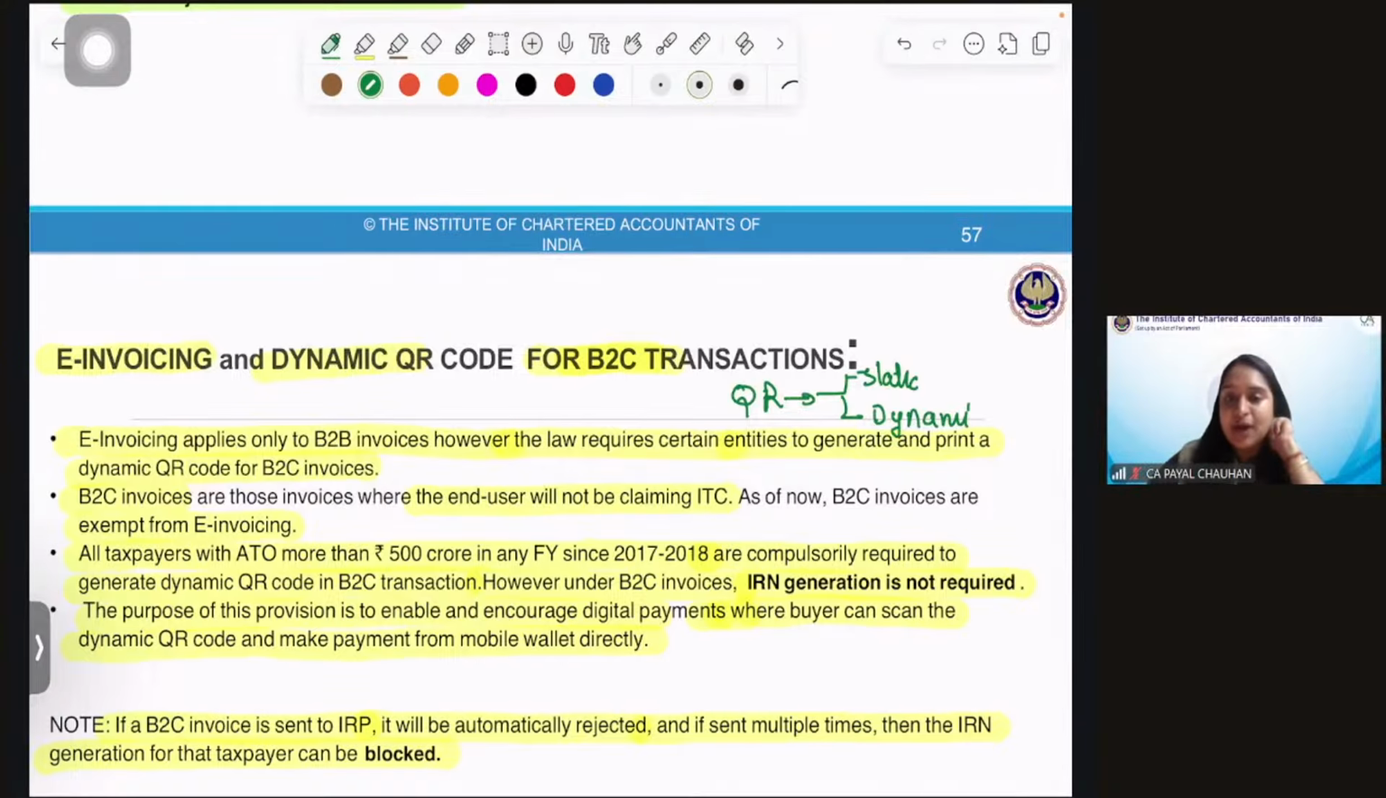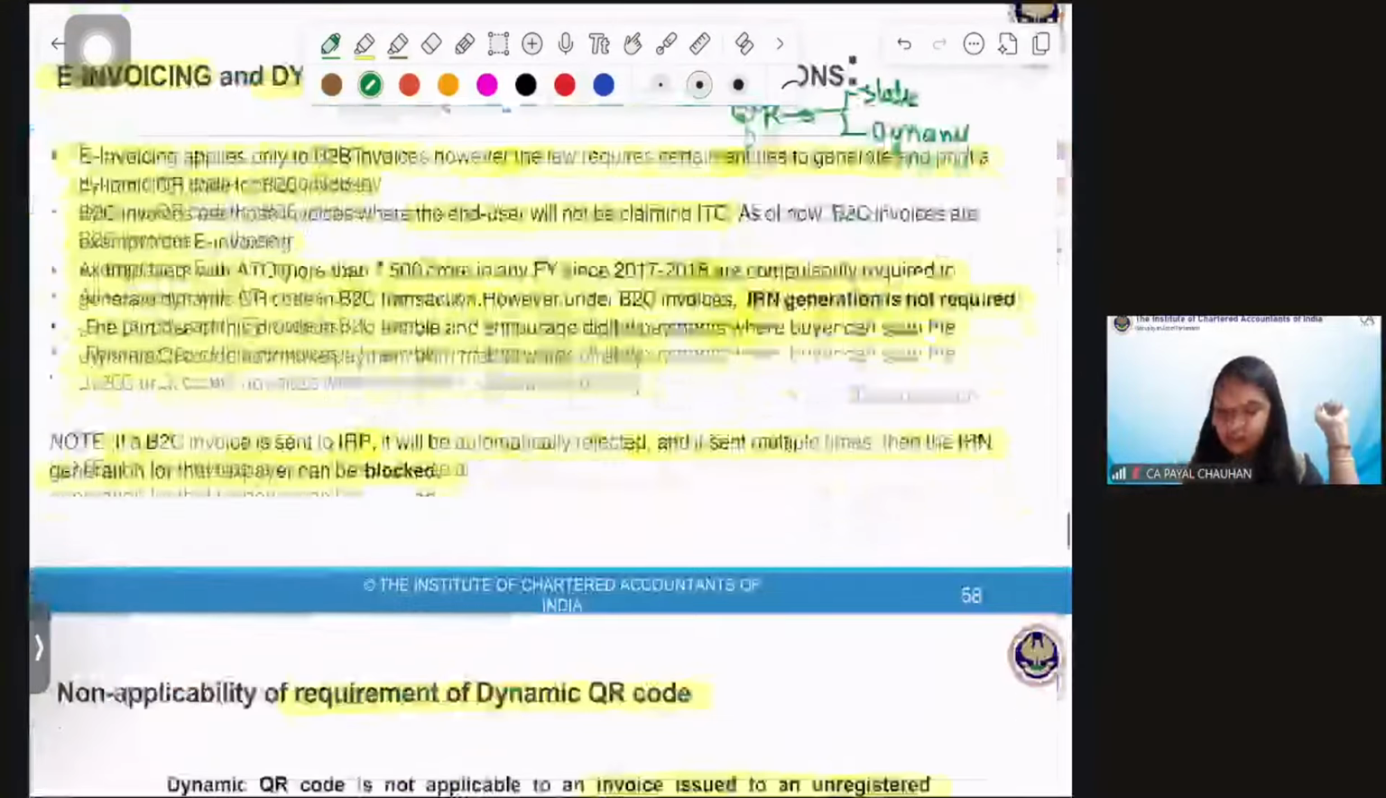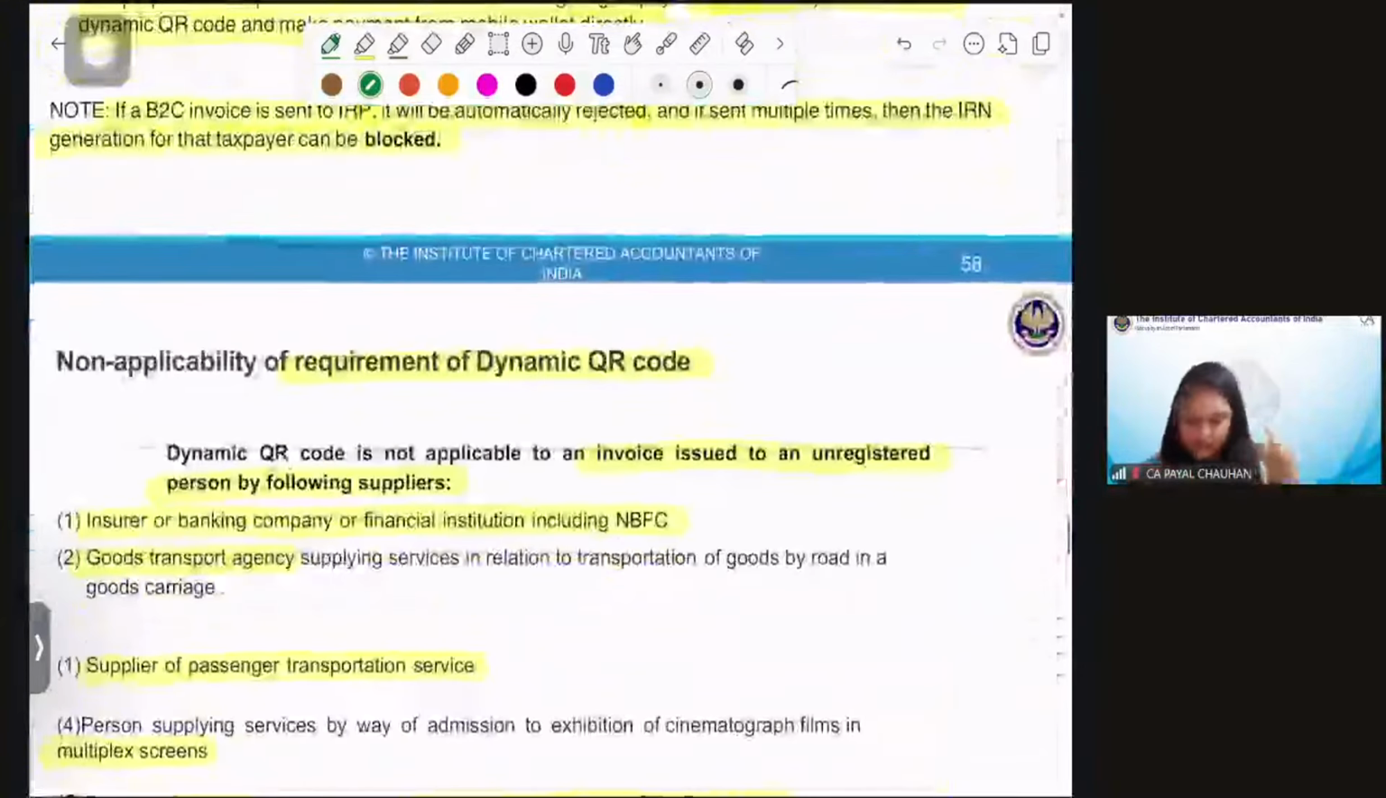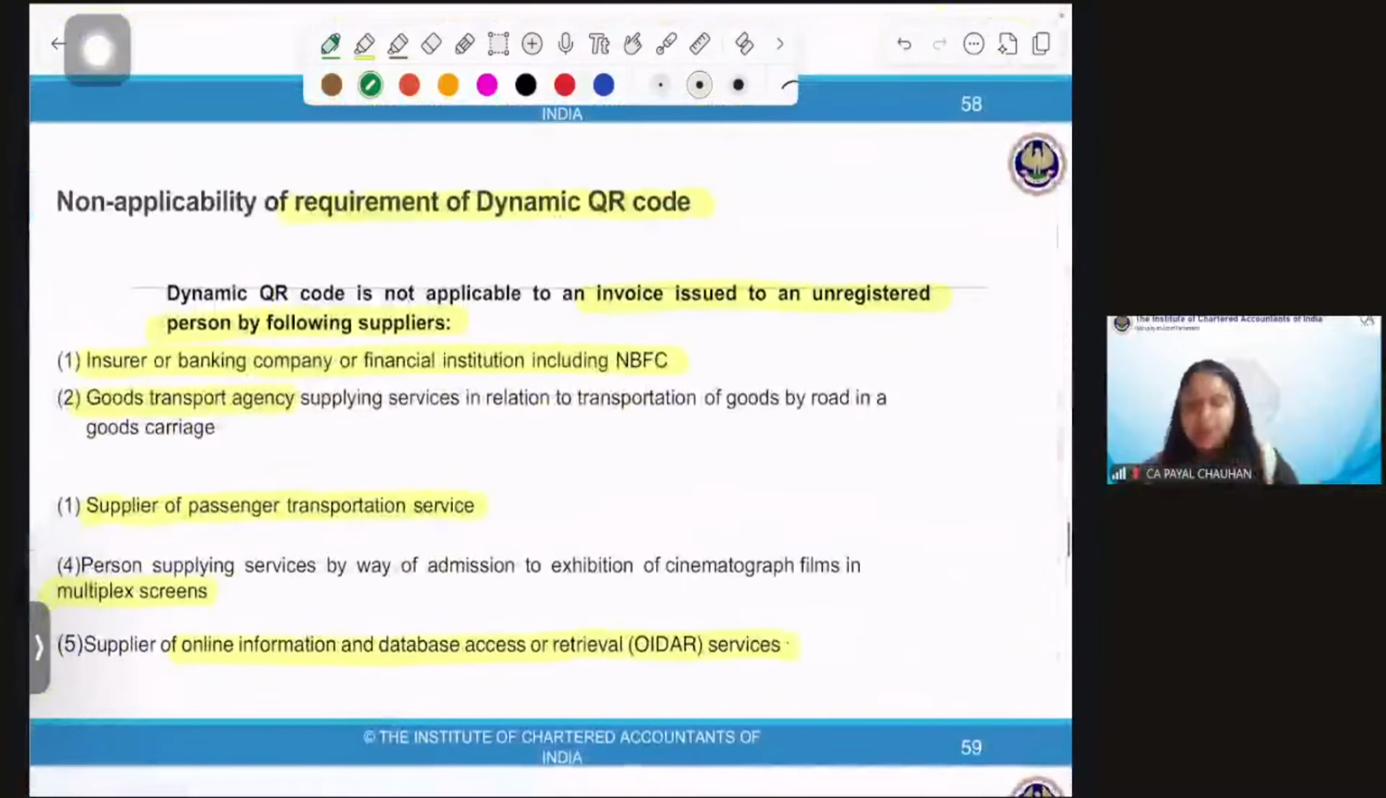Okay, my question to you: IRN number is how many digits? Perfect, 64 digits.